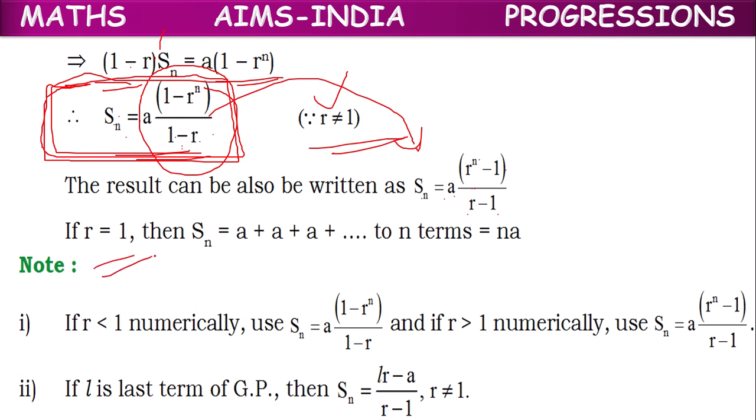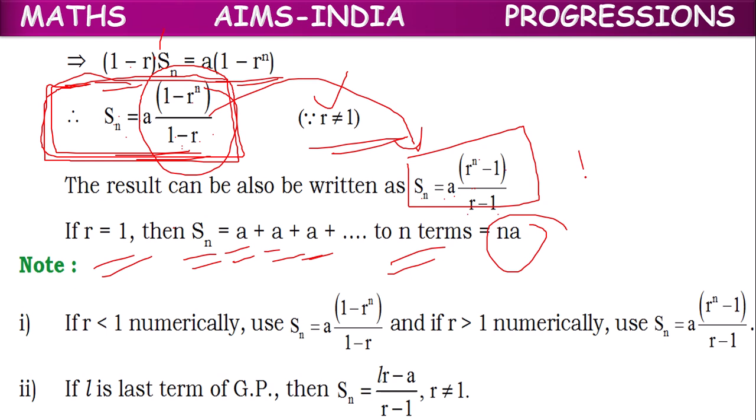So if R equal to 1, then Sn will be A plus A plus A plus up to n terms, it is equal to nA. In this formula, we should not substitute 1 because these two formulas are valid only if R is not equal to 1. If R equal to 1, directly all terms will become equal to A. We will get n times, so its result will be nA.